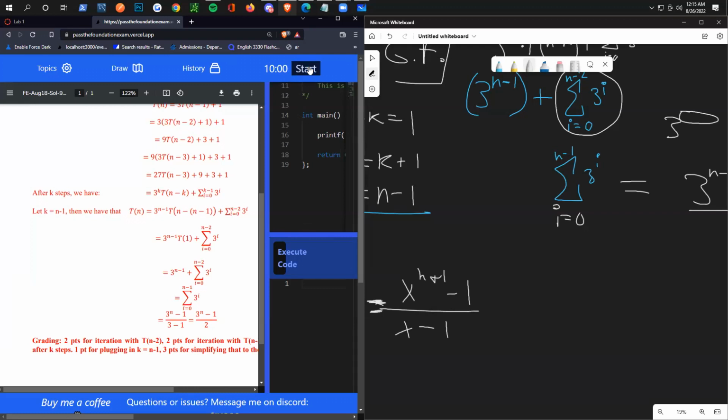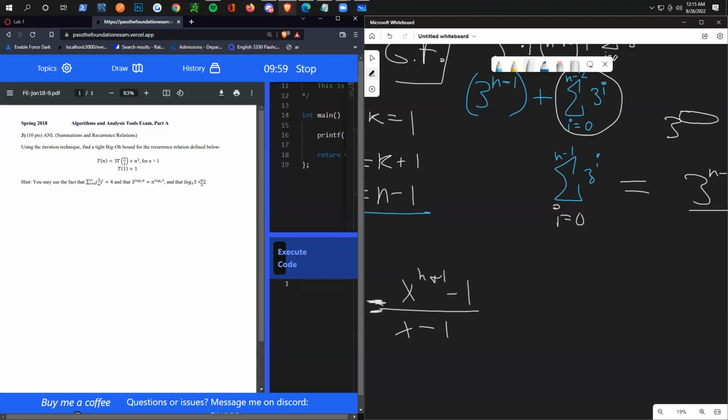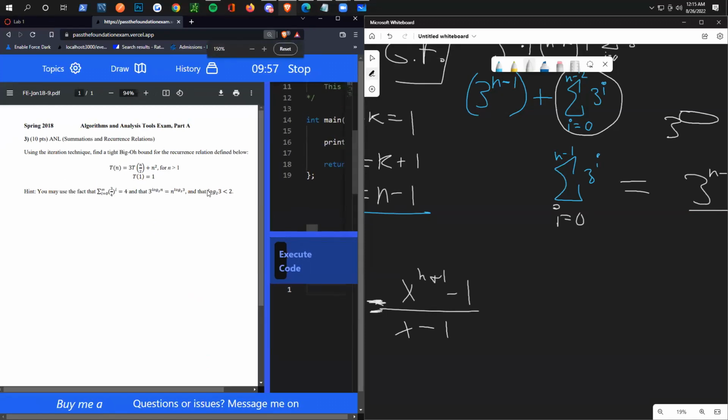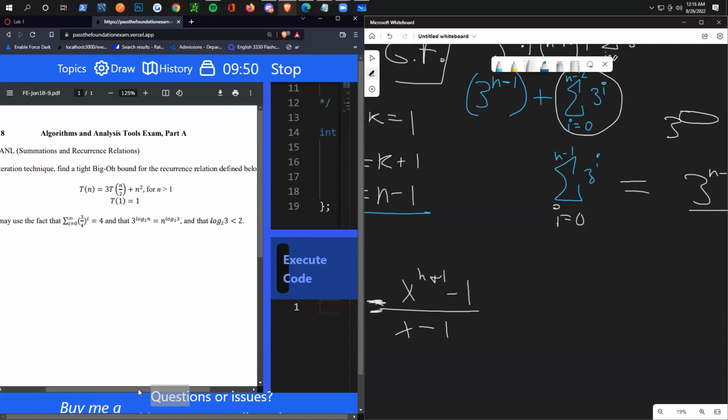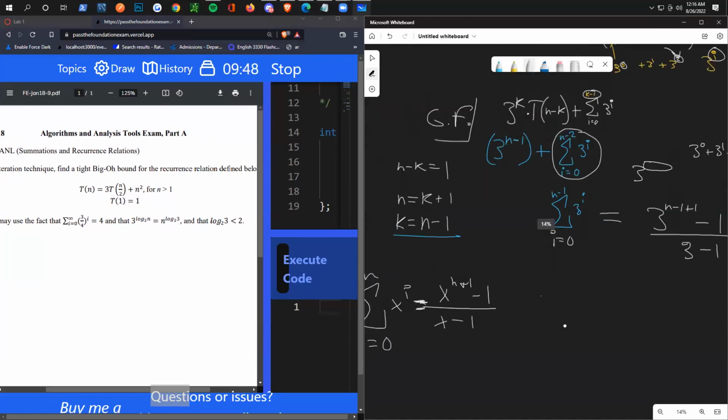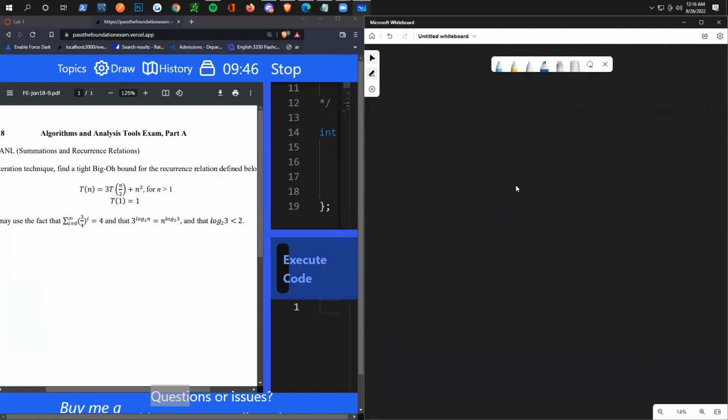All right, so let's go on to the next one. Now we're going to try and do this one a little quick. Okay, so let's just write all this information down. This is going to be a little different. We're dividing by 2, and we're just going to follow the same steps that I mentioned. This is going to be a little different because we have an n sort of term.